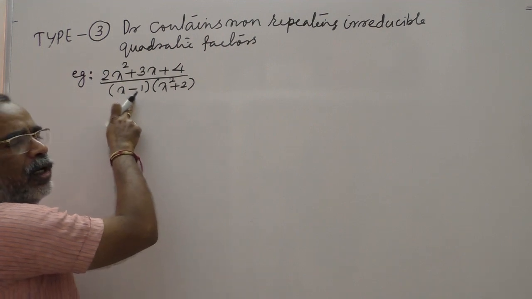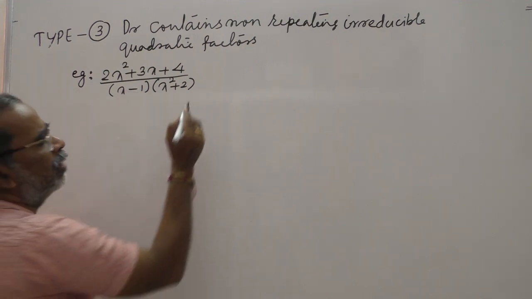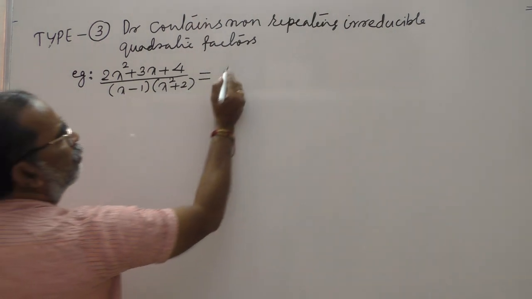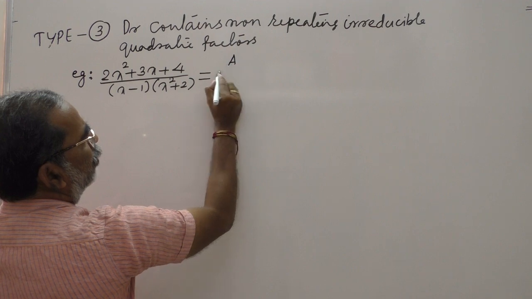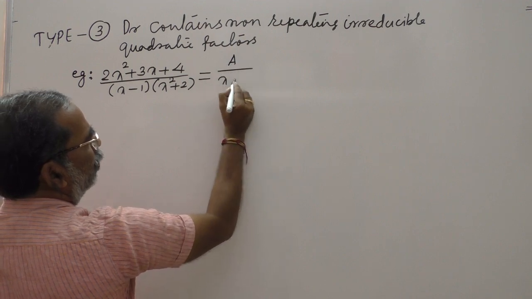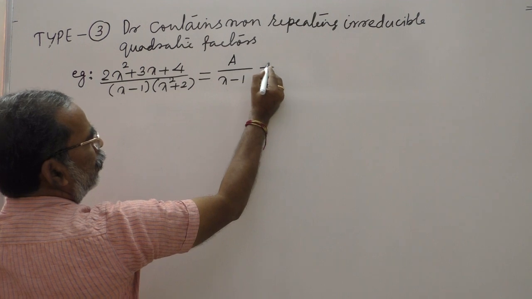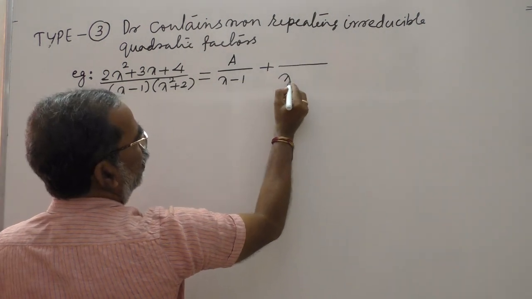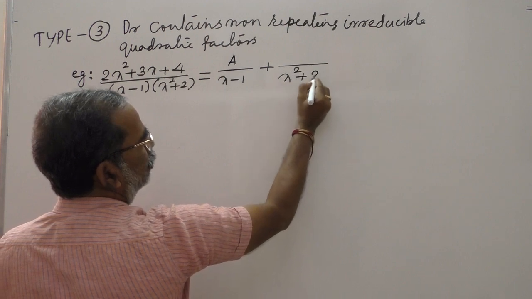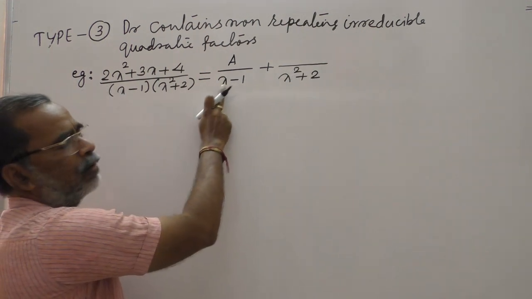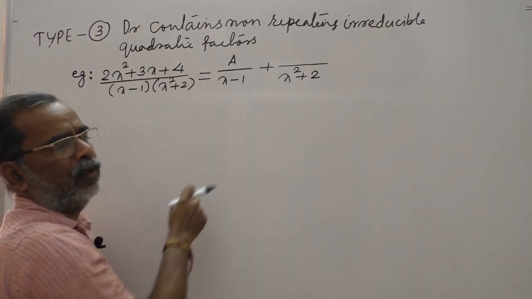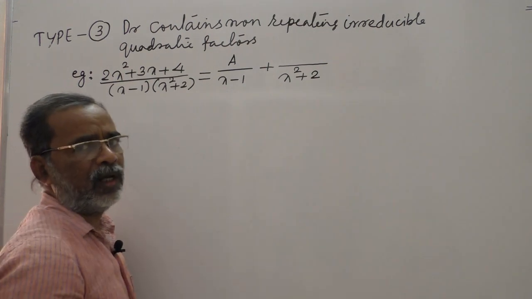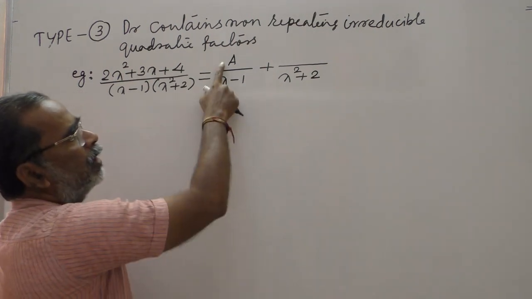For the linear factor we have already seen the same procedure. So now I am splitting this. For the linear factor we should take A divided by x minus 1, as seen in the first video. For the quadratic one, what is this factor? It is an irreducible quadratic factor. For a linear factor, meaning degree 1, what should you write? One degree less, that means degree 0, a constant.